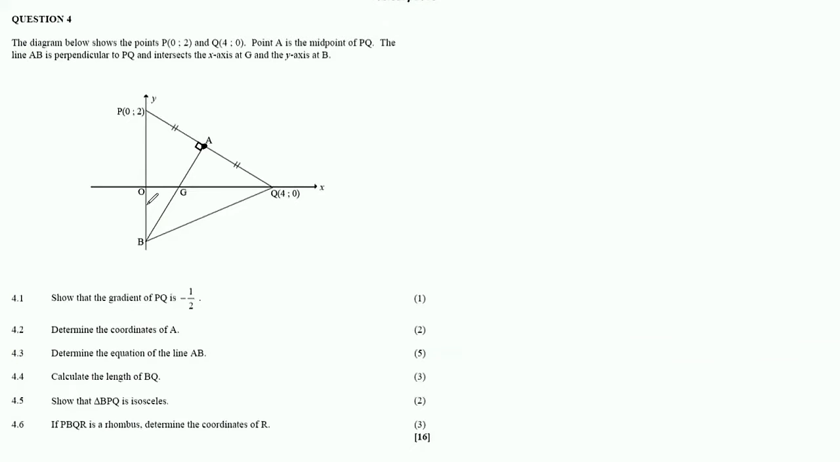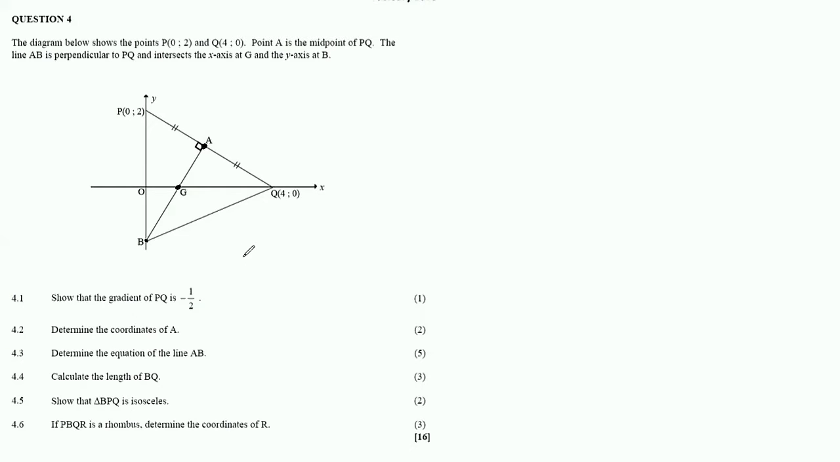Then line AB is perpendicular to PQ. So where is line AB? Line AB is perpendicular to PQ, so it meets line PQ at an angle of 90 degrees, right? Then they say PQ intersects with the x-axis at Q and the y-axis at P, and line AB intersects the axes at G and B, right?